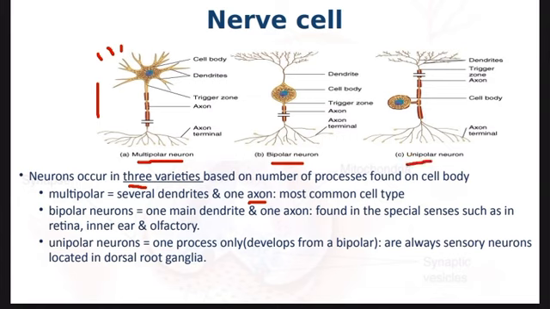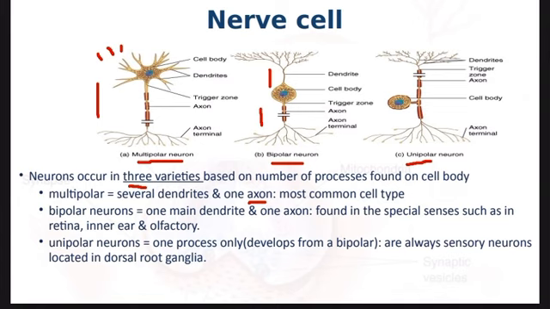Bipolar neuron has one main dendrite. Do you notice the difference? Only one dendrite. It goes to the cell body. That's how we count it. Okay, it's one dendrite only. It goes to the cell body and one axon. This one axon is found in special senses such as the retina of the eye, the inner ear, and the olfactory, which is the sense of smell, because you don't want to mix information from different dendrites. Subhanallah, it's just one dendrite, one information or one channel of information.